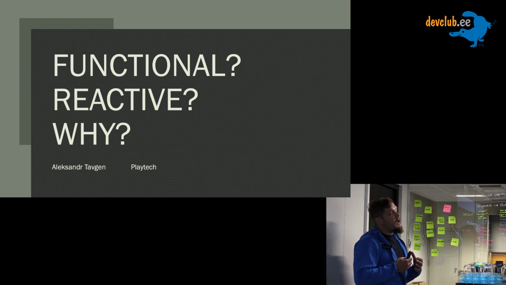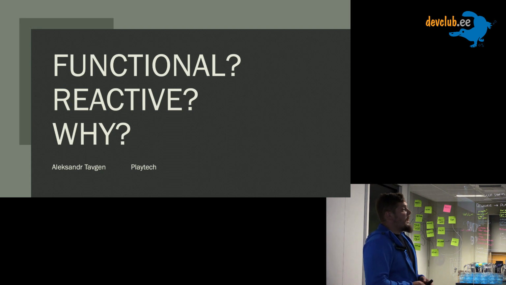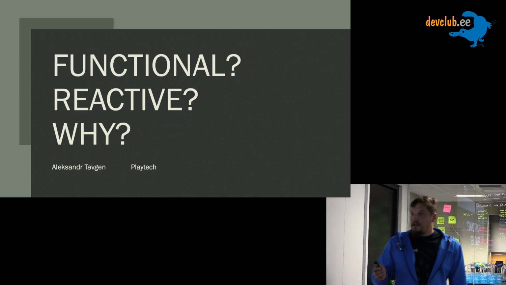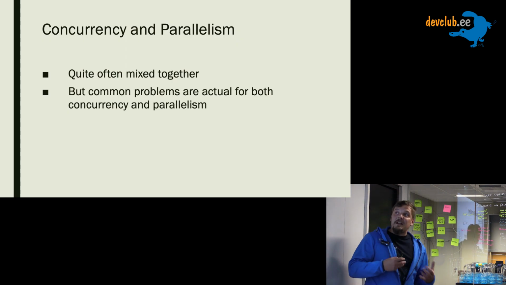So actually it's quite a large topic, and I want to show just one aspect of it. Even this one aspect is quite long, but I'm trying to give the information as briefly as I can. So let's start. What is concurrency and parallelism?